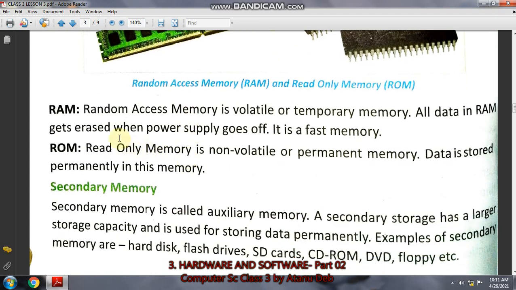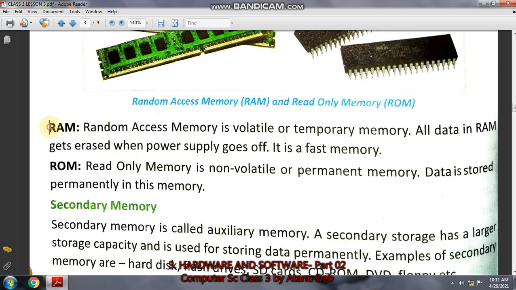So in this second video, we discuss what is RAM, that is random access memory, and what is ROM, that is read-only memory. First of all, there is one major difference. Random access memory is volatile or temporary memory. Volatile means temporary. The meaning of the word volatile, that is meaning temporary memory.